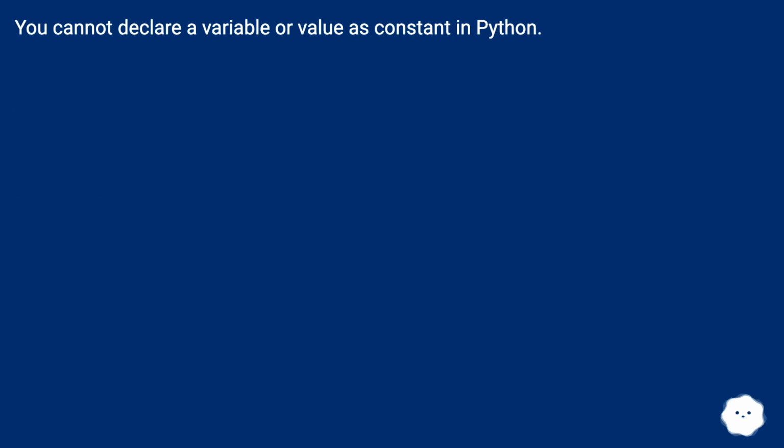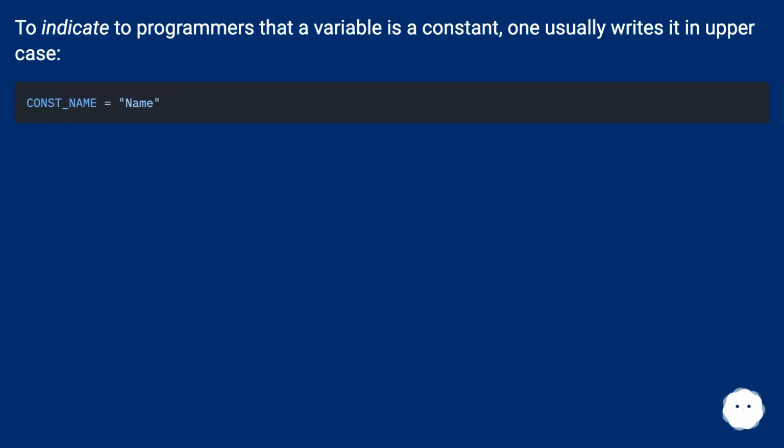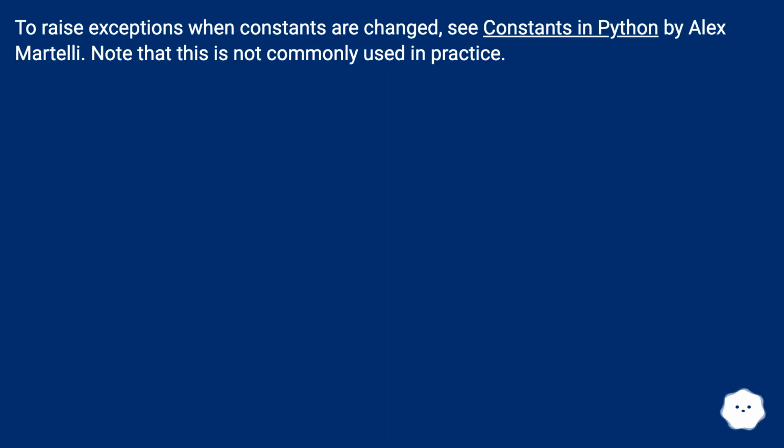You cannot declare a variable or value as constant in Python. To indicate to programmers that a variable is a constant, one usually writes it in uppercase. To raise exceptions when constants are changed, see Constants in Python by Alex Martelli. Note that this is not commonly used in practice.